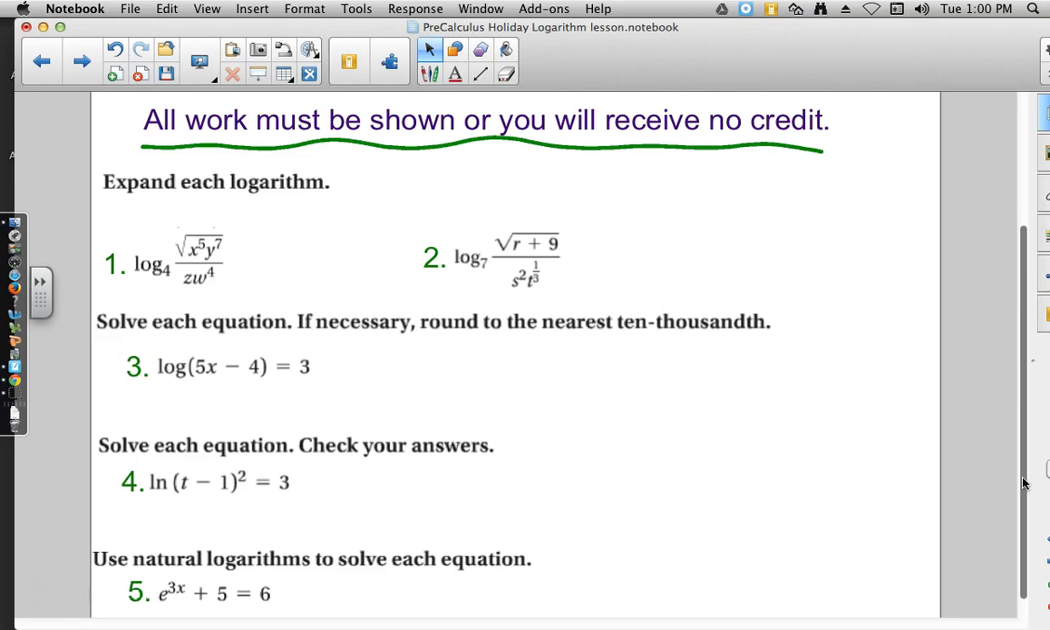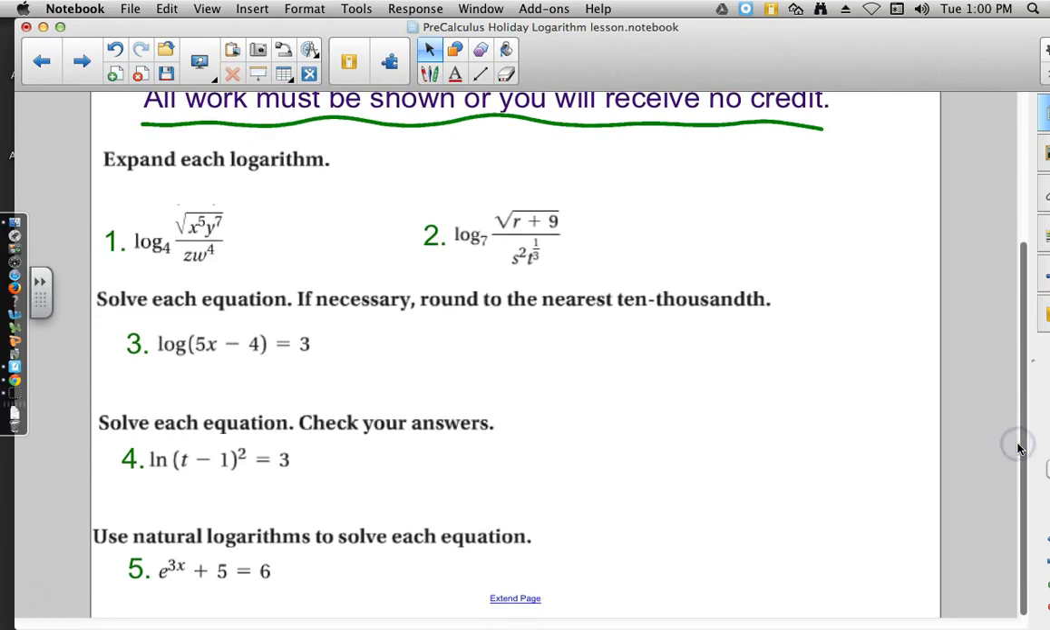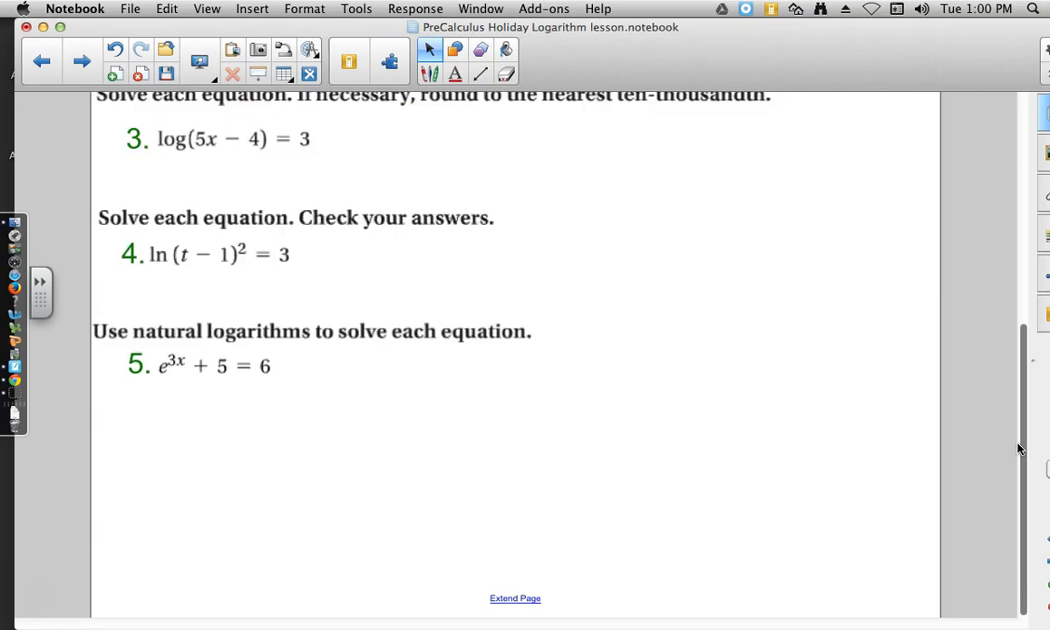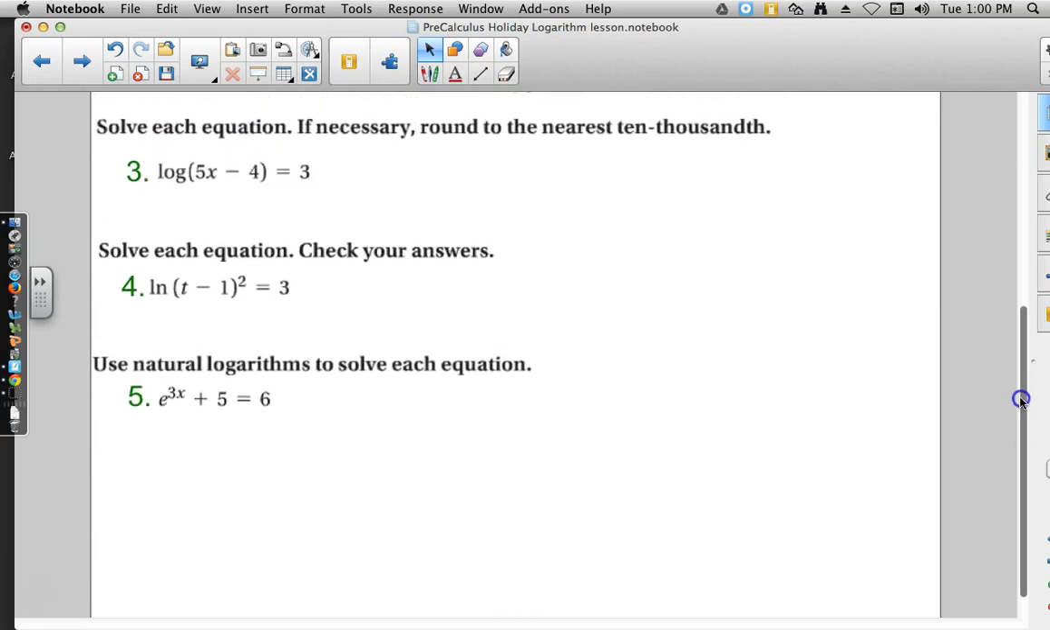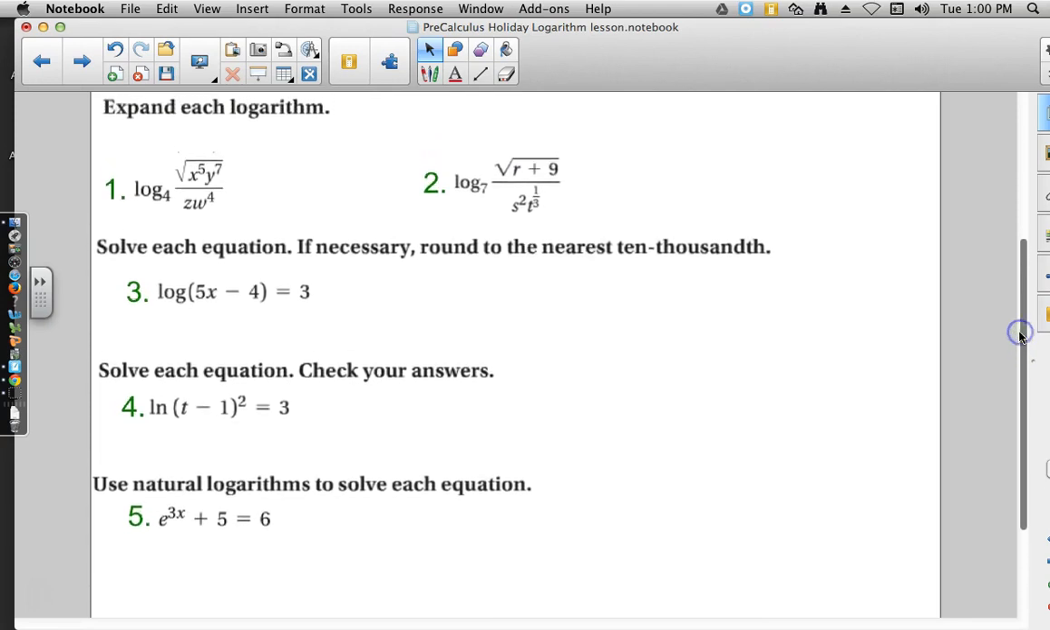Again, of course, you can see that those are already condensed. So think about what I did in the videos to go ahead and go through that process. And then for number 3, you're solving that equation. And like it says, if necessary, you're going to round to the nearest 10,000th. We'll stick with those 4 decimal places. And then number 4, solve the equation, check your answers. I'm going to scoot this up just a little bit so that you have all of these in one window here.